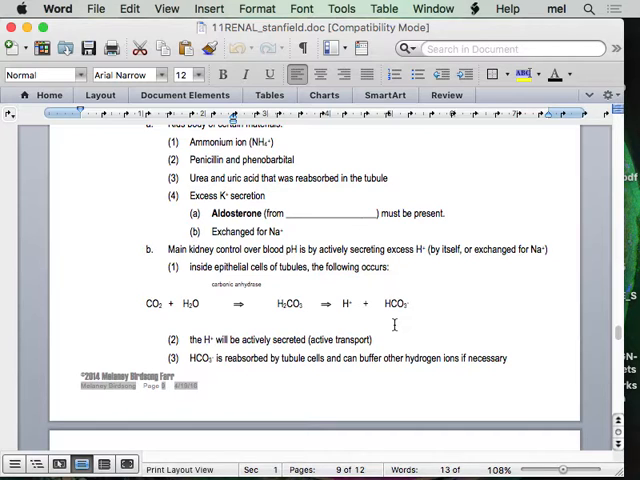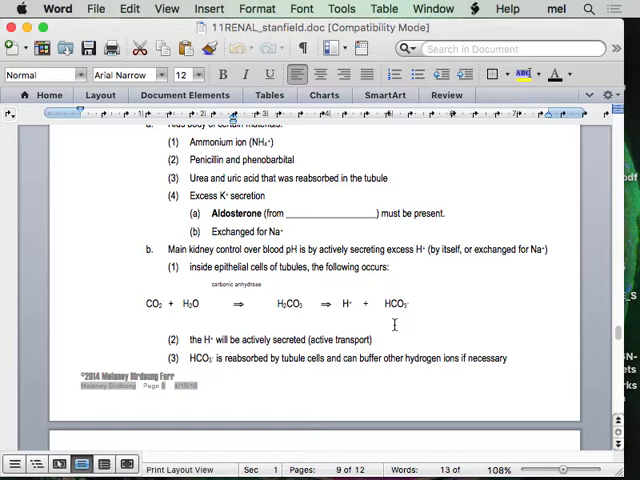Okay, so I want you to imagine that the blood was slightly acidic, slightly low pH, and then I force this to occur. And then I decide what to do with the H plus and the HCO3 minus. If the blood was slightly acidic, what would I do with the H plus? I would leave it in the filtrate. What would I do with the HCO3 minus? I would put it back into the bloodstream to help with buffering. Does that make sense? So the kidneys can do this to help you with buffering your blood.